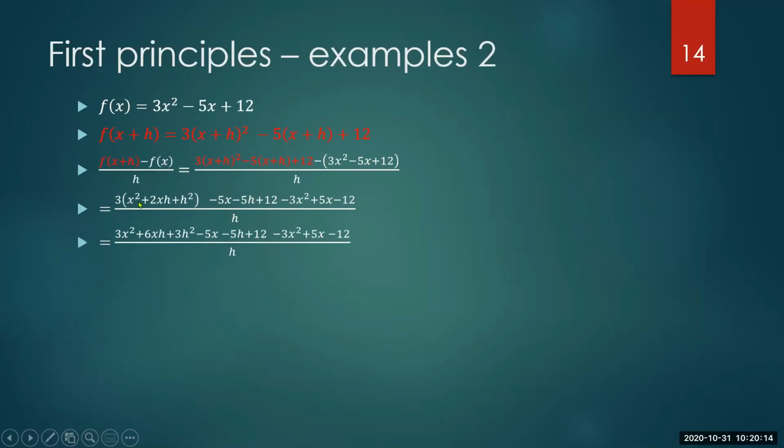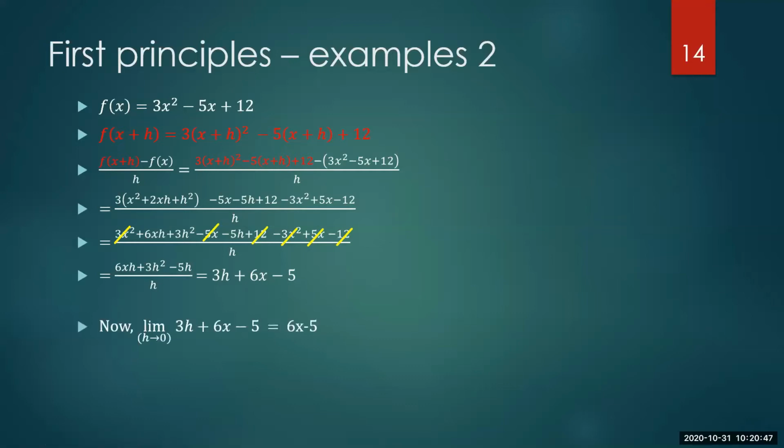We multiply this out and we get 3x squared plus 6xh plus 3h squared, and the rest of it is as it was before. And we can start cancelling. The x squareds cancel out, the 5x's cancel out, and the 12's cancel out. That leaves us with 6xh plus 3h squared minus 5h all over h, and that becomes 3h plus 6x minus 5.